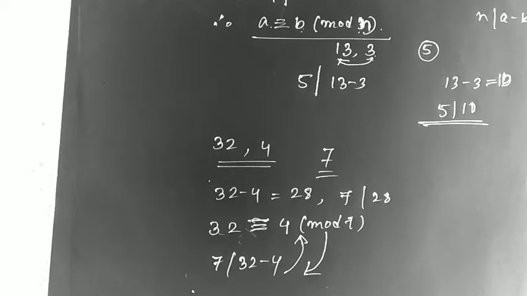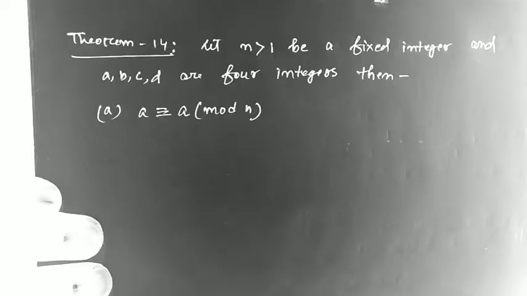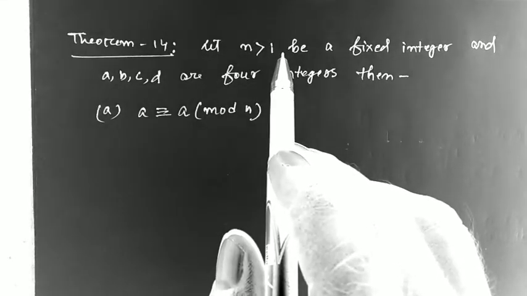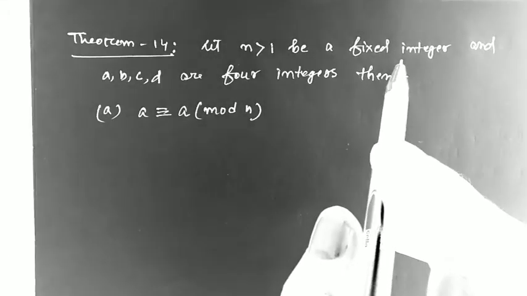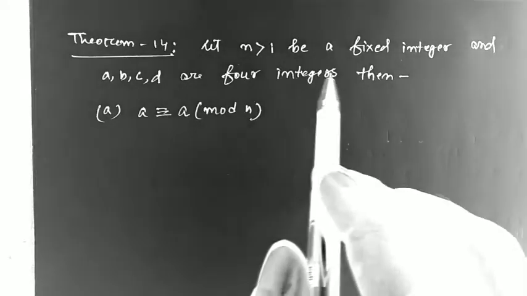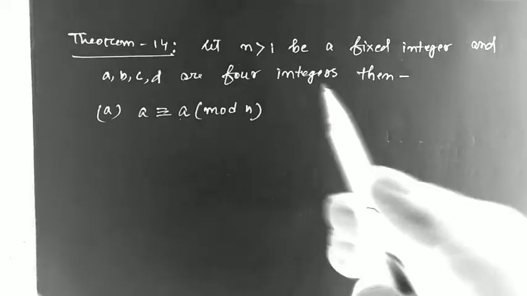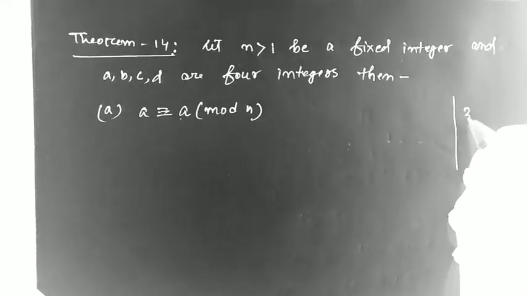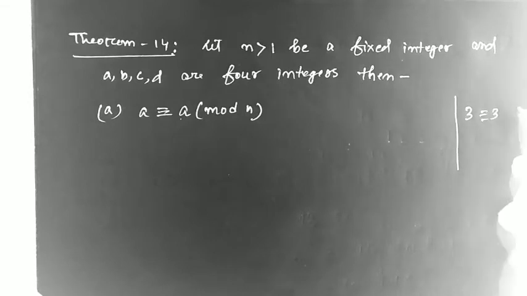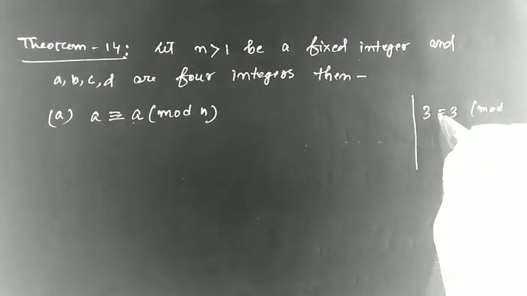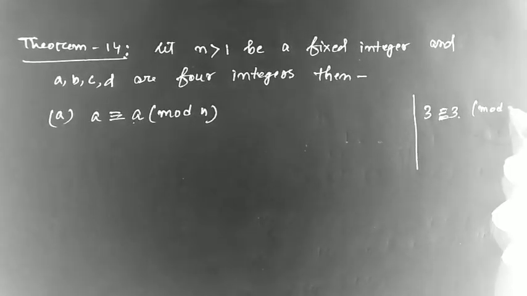Now we will discuss the properties of modulo. First property, theorem 14: let n greater than 1 be a fixed integer and a, b, c, d be four integers. Then a is congruent to a modulo n. That means 3 is congruent to 3 modulo any number.